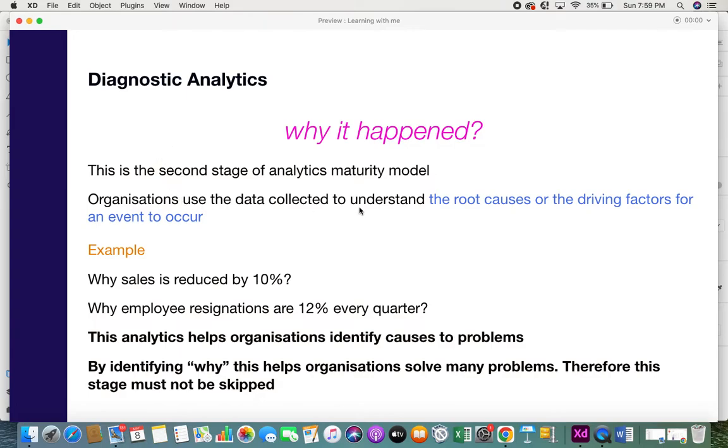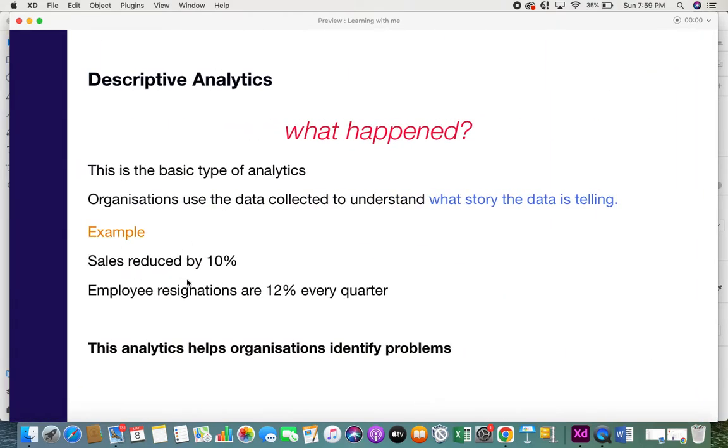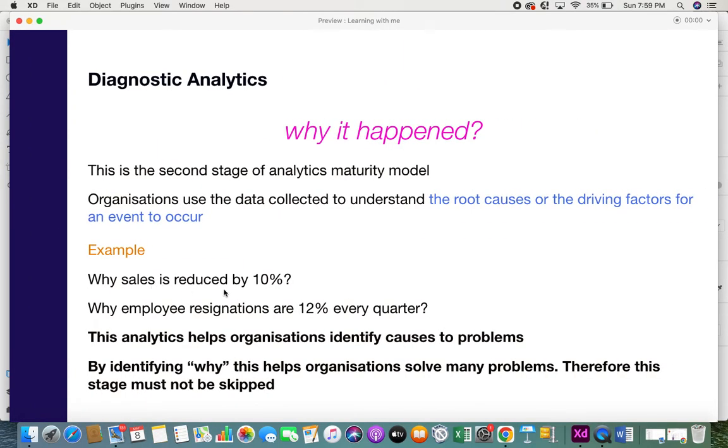Organizations use the data collected to understand the root causes or the driving factors for an event to occur. Given, let's say, that sales reduced by 10%, now the organization needs to get some insights as to why sales reduced by 10%, or why the resignations are 12% every quarter. These different factors they would be able to identify with diagnostic analytics. There can be various possible outcomes with this type of analytics. For example, sales reduced by 10%. One reason can be that there was less supply. One could be because of a delay in manufacturing. It can be for different reasons.